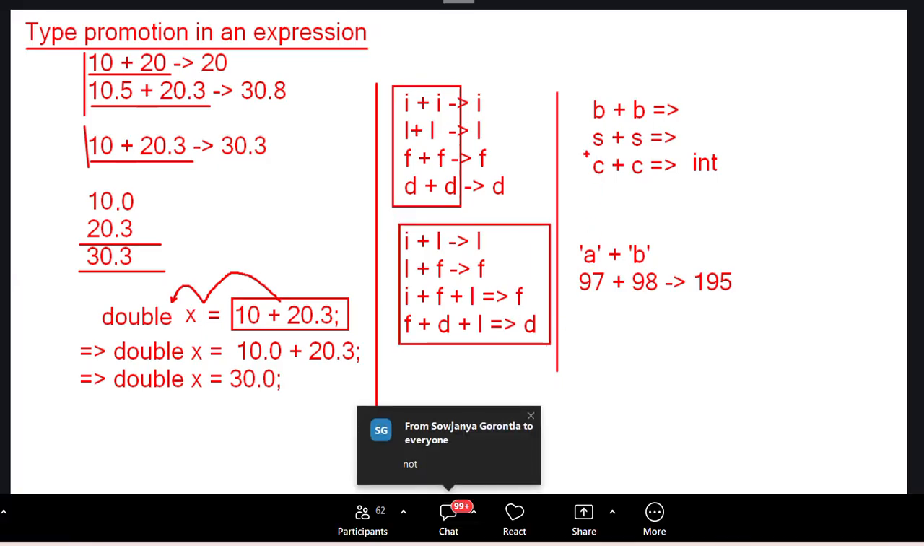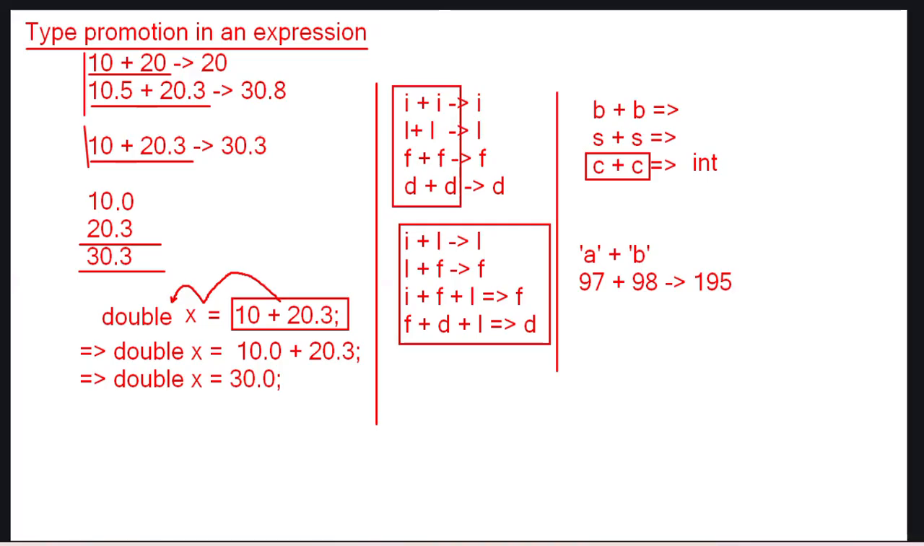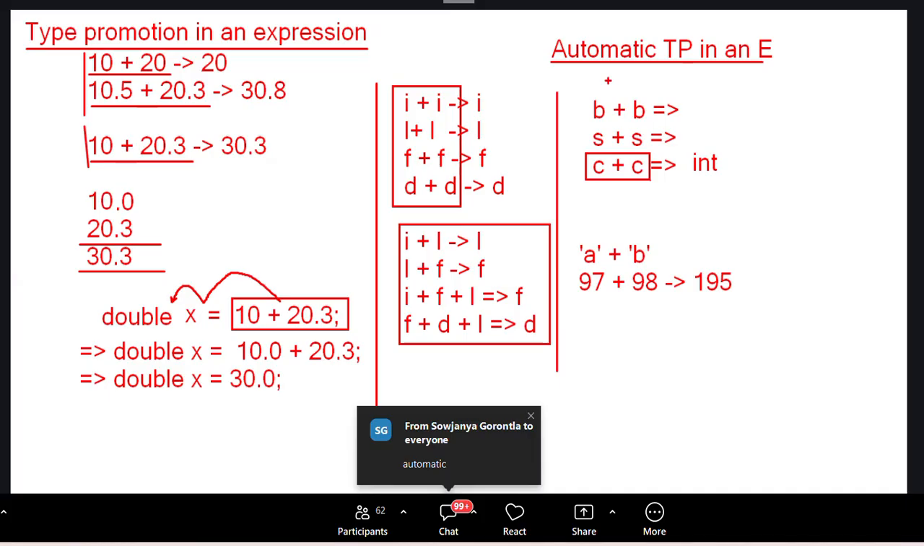But come here, did I use any combination? No. Int plus int, int. But char plus char is not char. Char plus char is what? Int. That means the value is promoted automatically. Automatic type promotion. Automatic type promotion in an expression. In an expression, there are some data types that are automatically promoted to int.